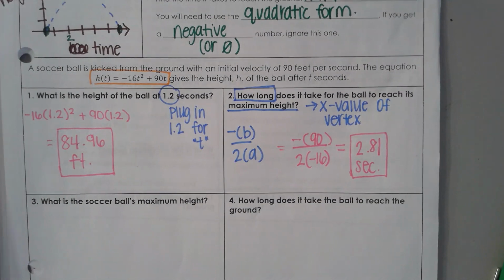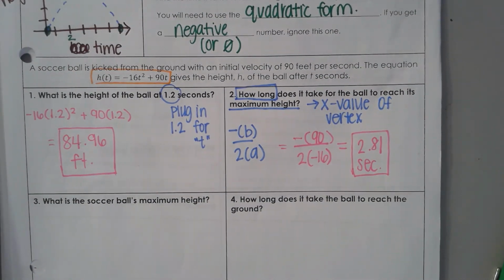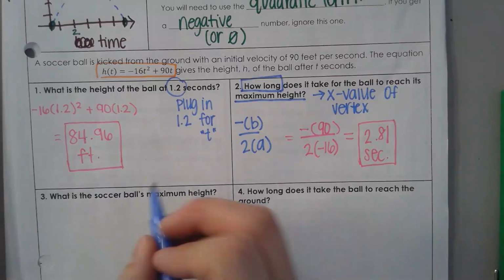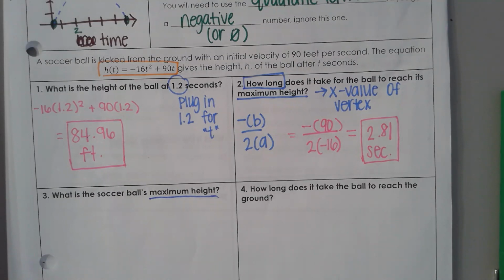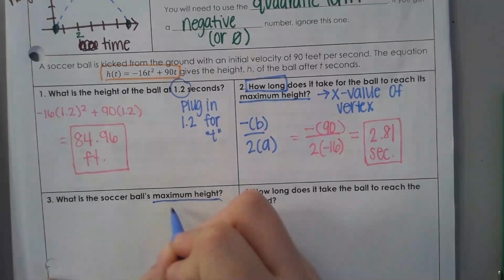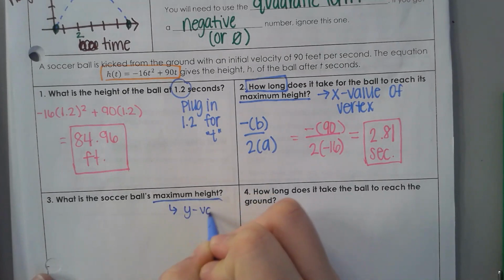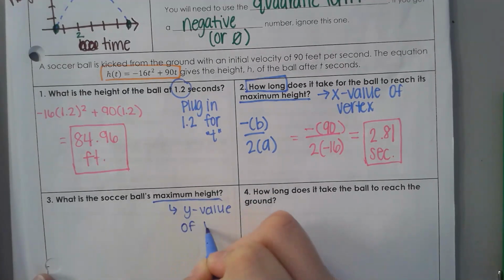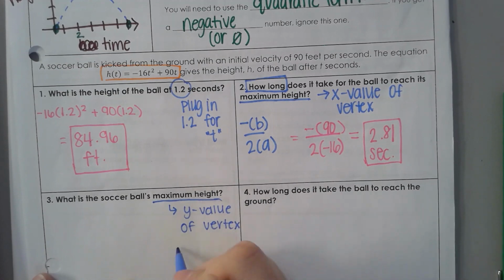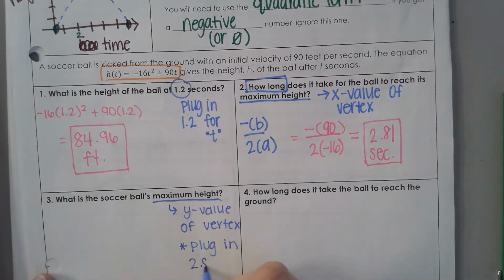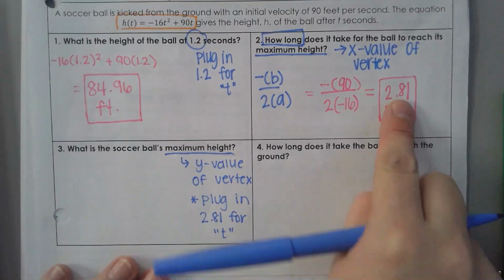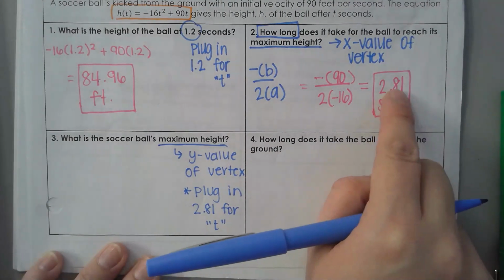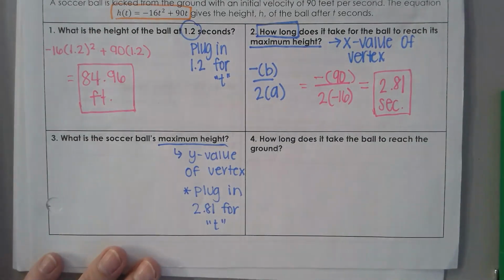Are there any questions so far? Okay. Number 3, what is the maximum height? So this is talking about what part of the vertex? The y value. And to find that, we plug in 2.81 for t. So the number we got here was the x value of the vertex. We plug that back in to find the y value, which is our height.